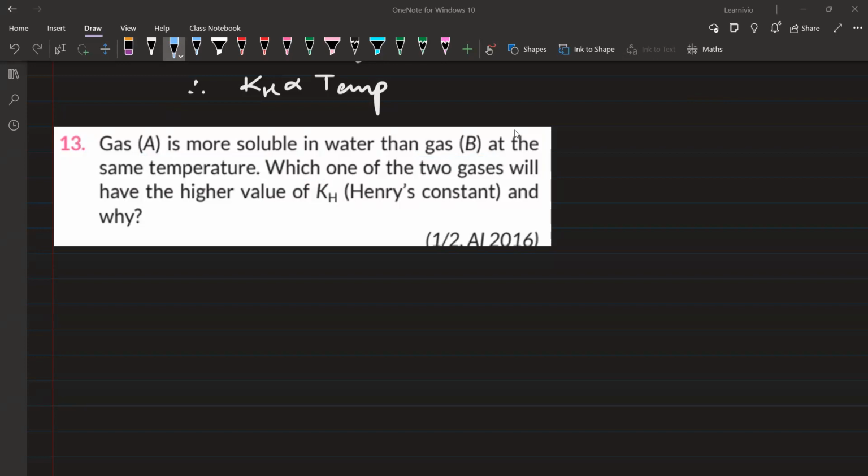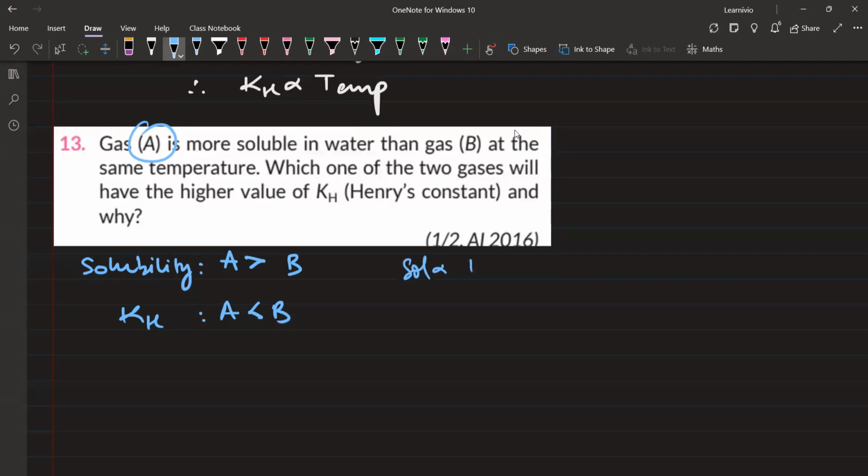Time is up. First look at solubility. For solubility, A is more soluble than B. After that, look at KH. What is the relationship between KH and solubility? It is inversely proportional. You just have to change the sign. I hope that makes sense. Solubility is inversely proportional to KH. So if solubility of A is higher, then which will have higher KH?